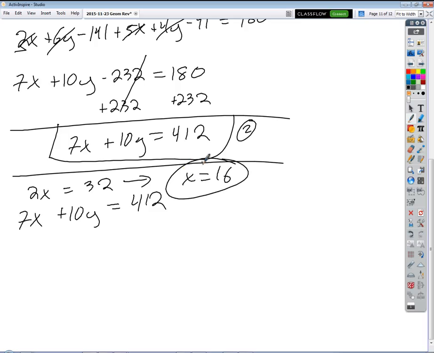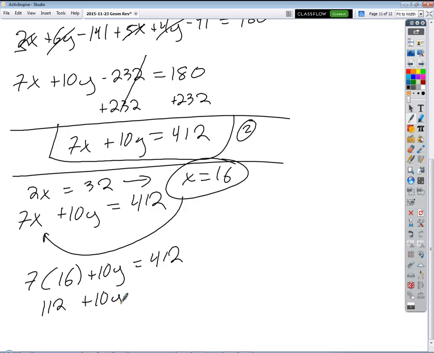x equals 16, that's good, right? All I have to do then is plug it in and solve for y. So if x is 16, plug that in. 7 times 16 would be like... plus 10y equals 412. So what is that? 112. Yeah. So I can subtract 112 from both sides. It's getting kind of far down there. That's convenient though. What's 412 minus 112? 300. So 10y equals 300.